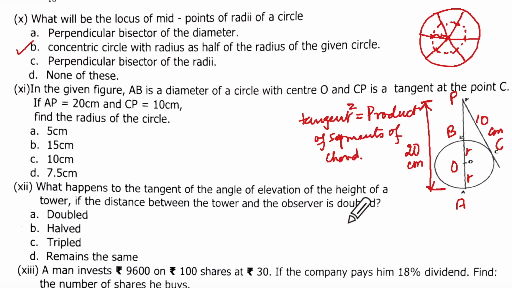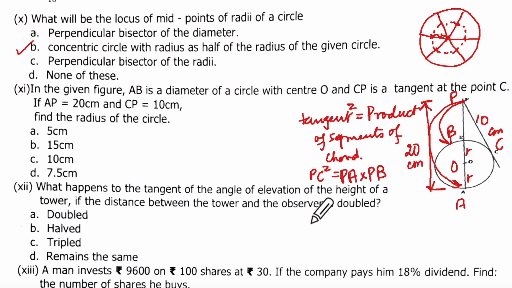What is the tangent? It is PC square, correct? Now, many of you had a problem finding segments of the chord. What did I tell you? Take the external point and go this way and this way. So it will be PA into PB.